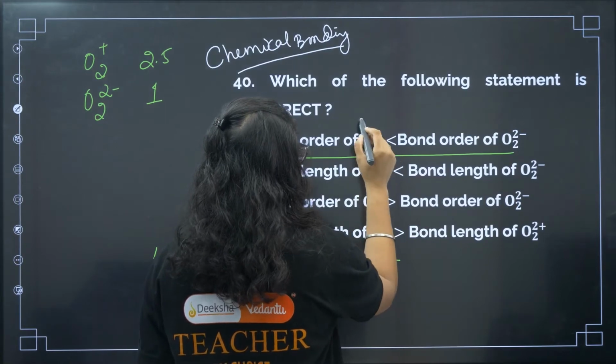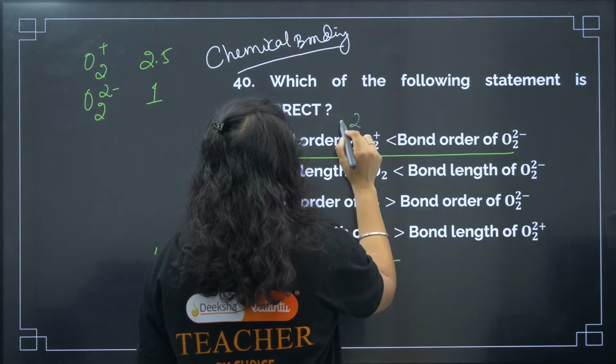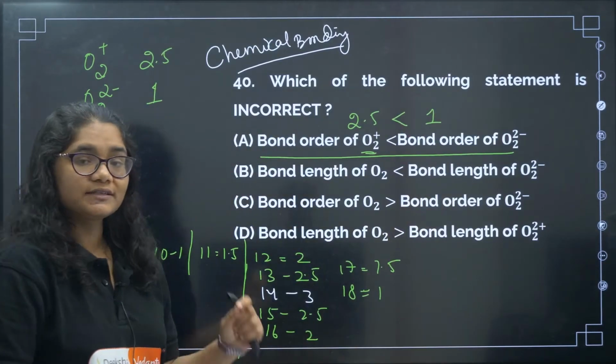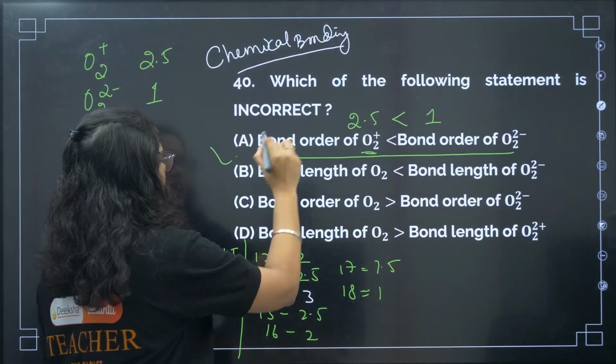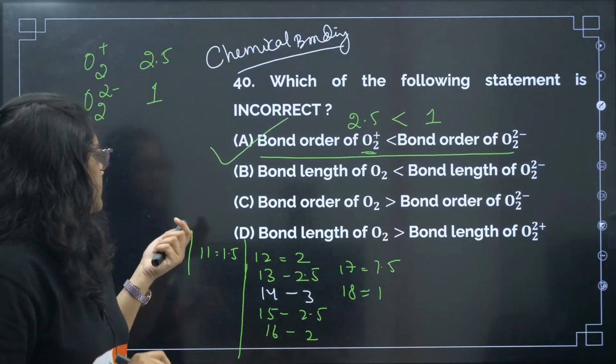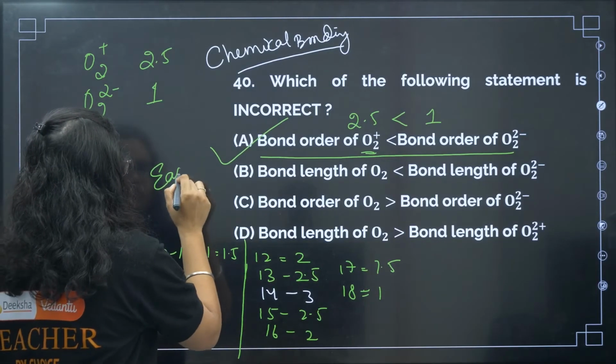Bond order of O2 plus, that is 2.5, is less than 1. That is what they are saying. So the statement is incorrect. So the correct answer for this question will be option number A. Okay. So again, this is an easy question if you know this trick.